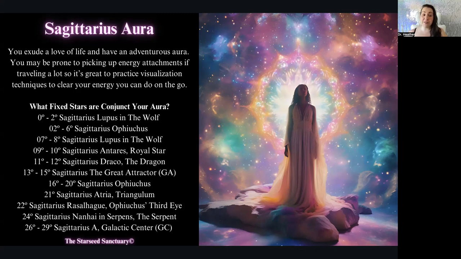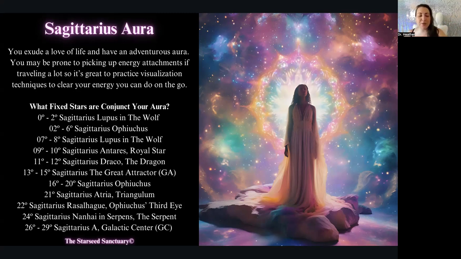Now, 13 to 15 degrees of Sagittarius means your natal asteroid aura is conjunct the Great Attractor, similar to the Shapely Attractor and the Supergalactic Center. Very magnetic aura. Really can pull things into you. When you're in alignment, when you have some of those in the chart, you can manifest things instantly. So again, just really mindful to be clear on your intentions, doing regular energy clearings, attracting things you actually want, not what you don't want.